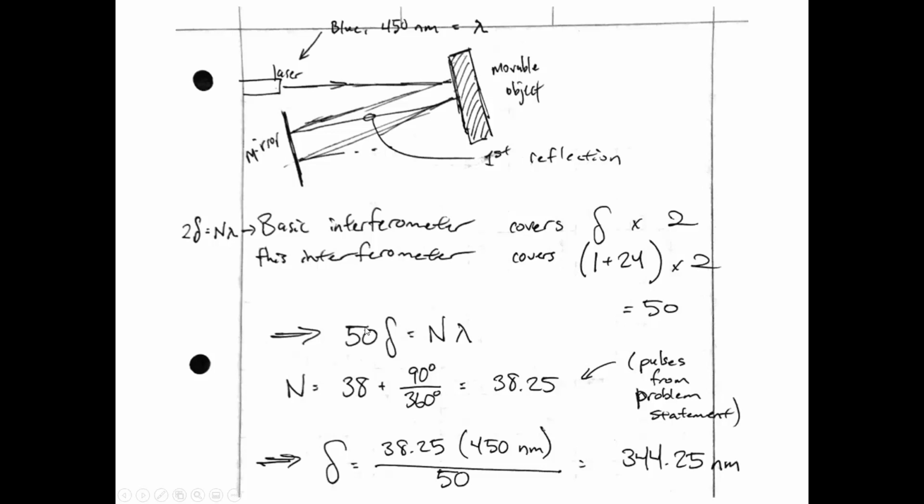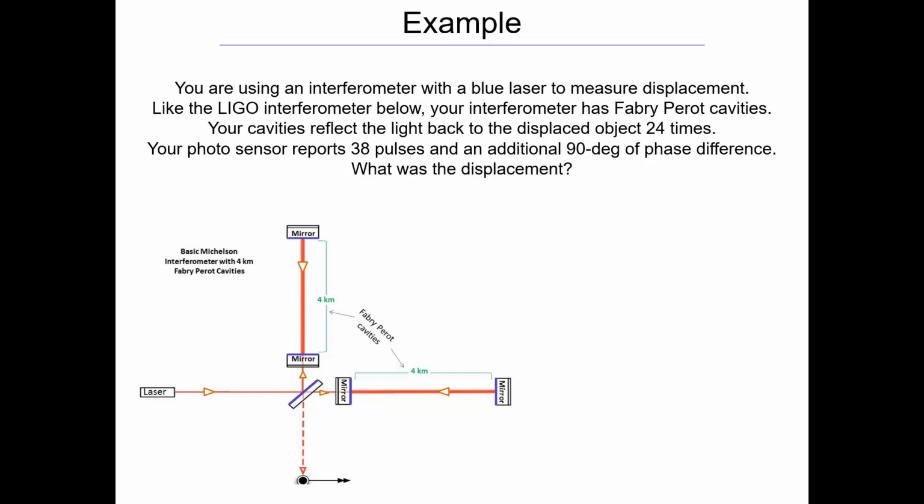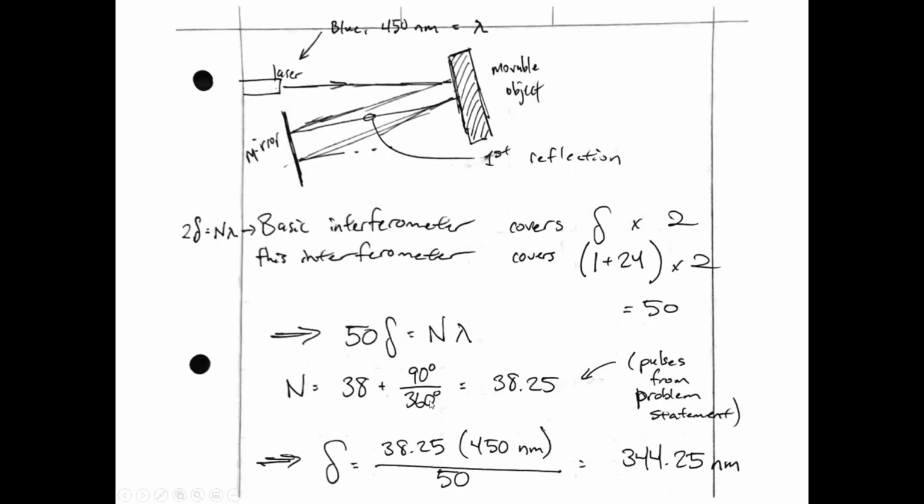And then also we're told that it's 38 pulses, and then it also senses an additional 90 degrees of phase difference. So 90 divided by 360, that would make our n equal to 38.25. So we rearrange for the delta. We have 38.25 times the wavelength of the blue laser, which we were given right at the very beginning of this lecture, divided by the 50 equals 344.25 nanometers. That's how much that object moved.